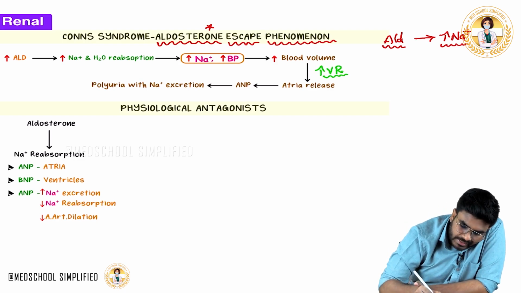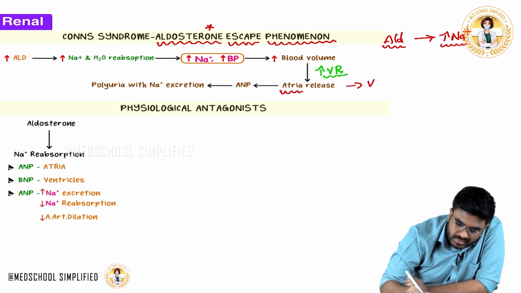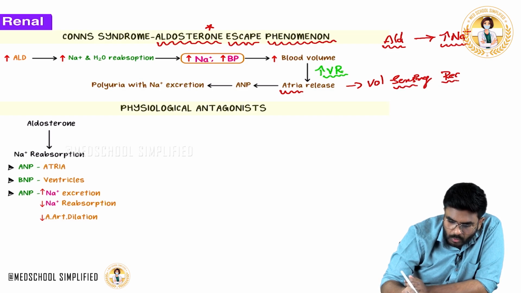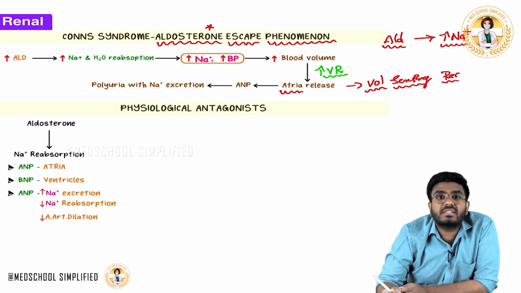Because inside the atria, there are volume sensing receptors. Volume sensing receptors are present. What these volume sensing receptors are doing is sensing the blood volume all the time.